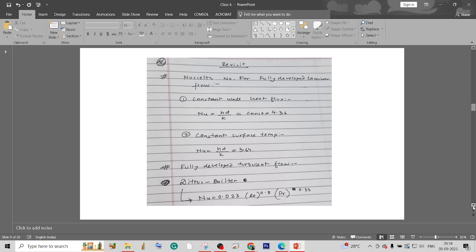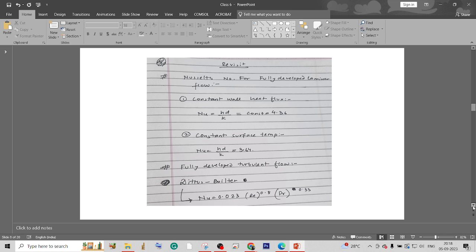So this is the constant wall heat flux phenomenon. And constant surface temperature means the whole surface temperature is constant. Let's suppose there is a coolant running through the outer side of the pipe and hot liquid is flowing inside. What will happen? There will be condensation on the wall. We know that when phase change takes place, the temperature will remain constant, correct? So this will give the phenomenon of constant surface temperature.